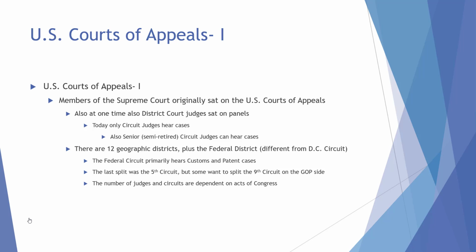So there are 12 geographical districts. I'm going to show you the map in the next slide, plus the federal circuit, which is different from the D.C. circuit. The federal circuit handles a lot of patent cases. The D.C. circuit is sometimes thought of as the second most powerful court in the country after the Supreme Court, because it hears so many cases involving federal laws, because it's literally just the District of Columbia. It has 11 judges. So it's different from the federal circuit, which, as I already told you, also hears customs cases.